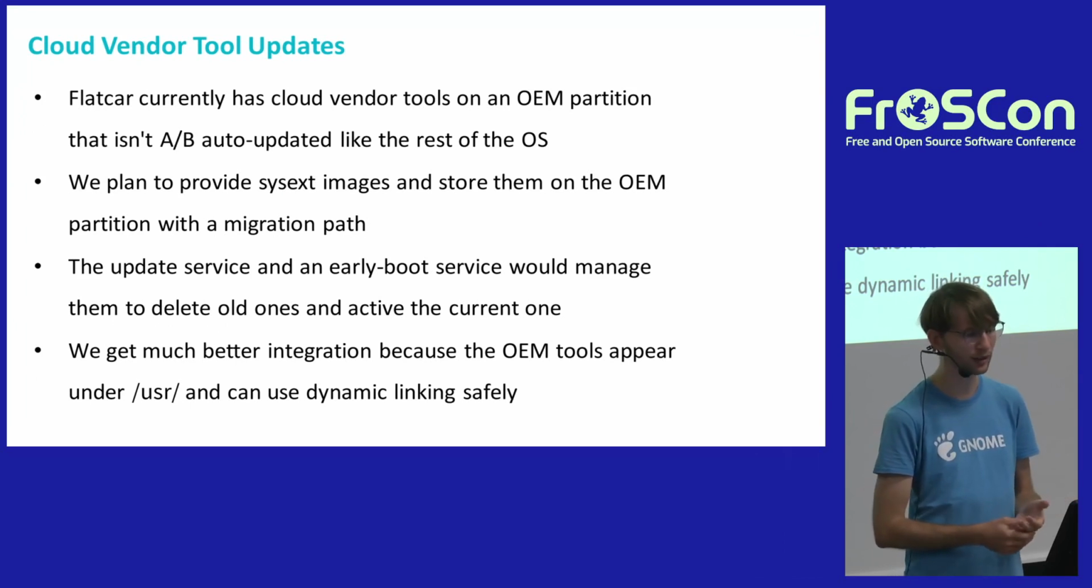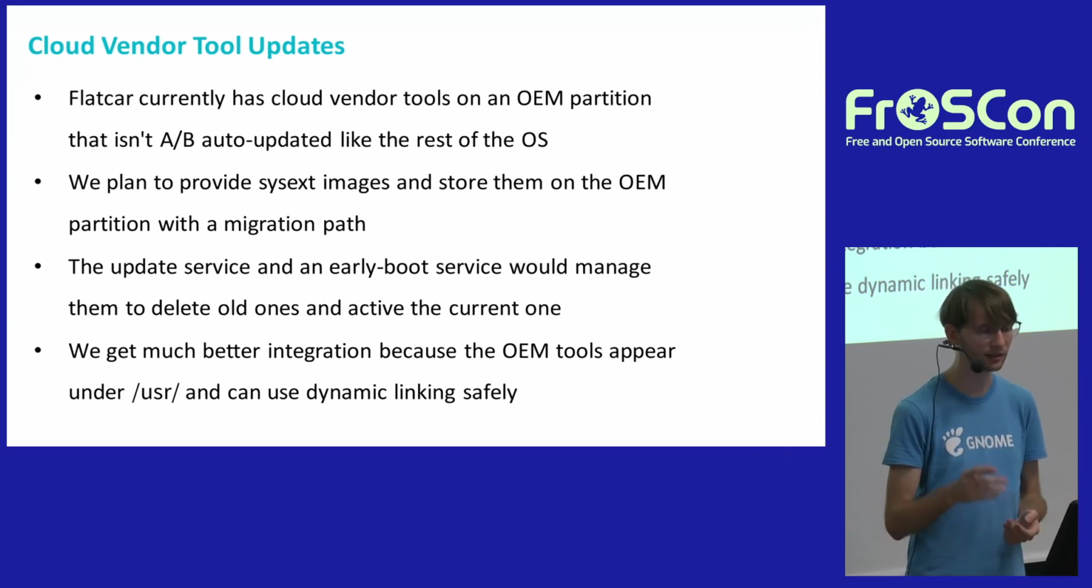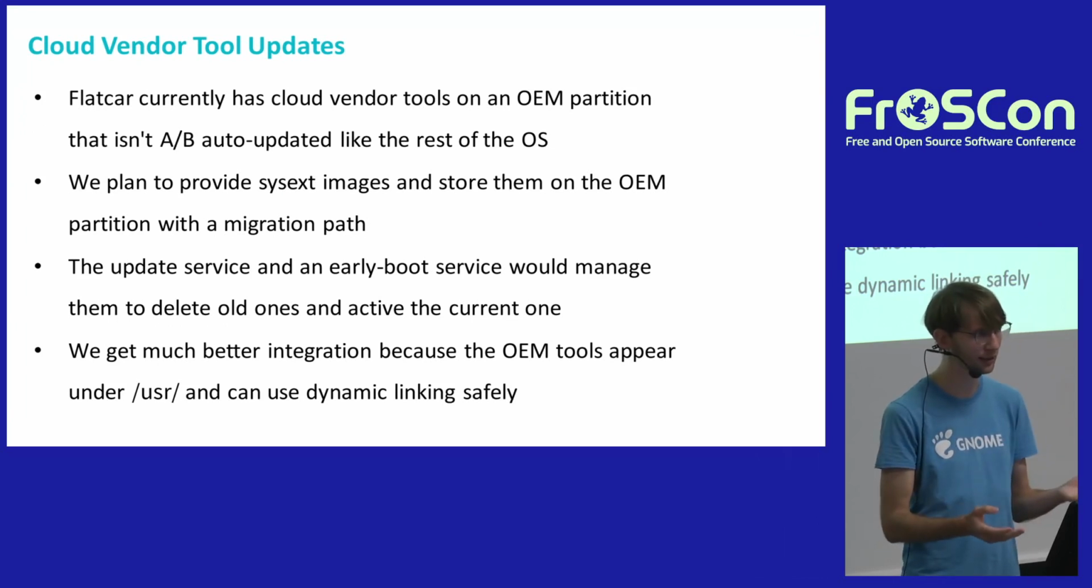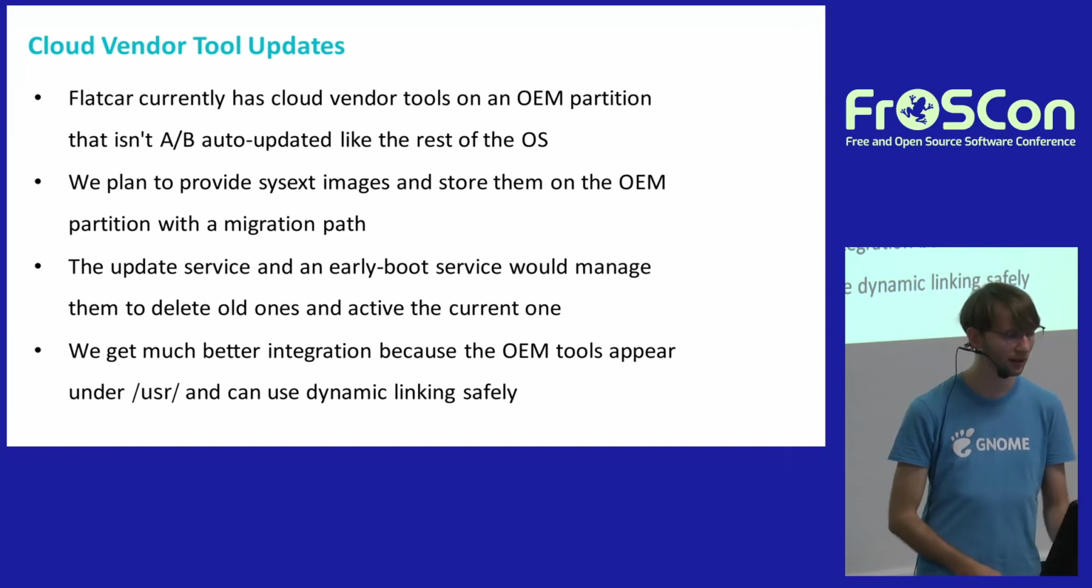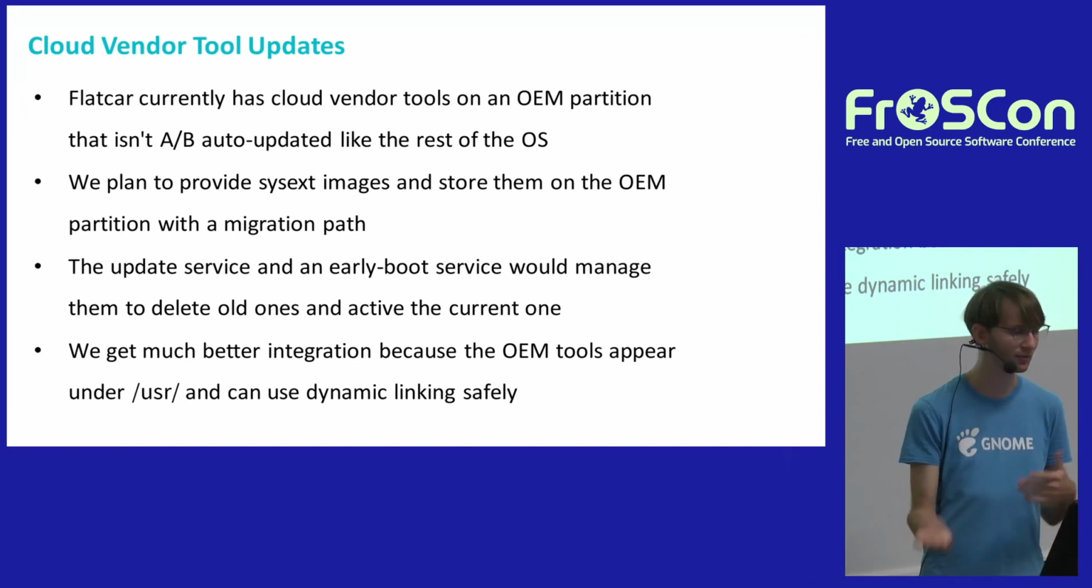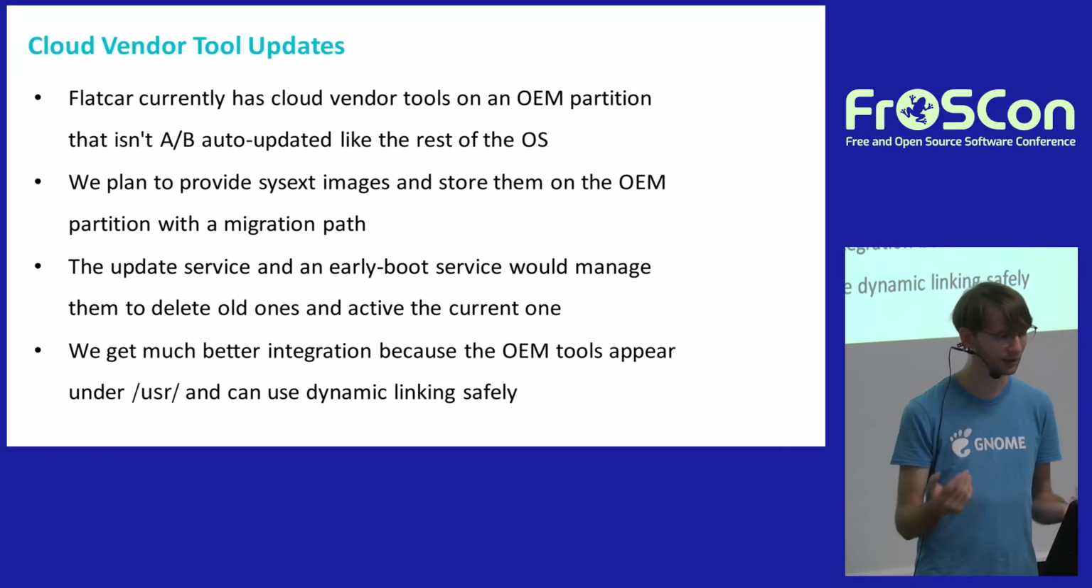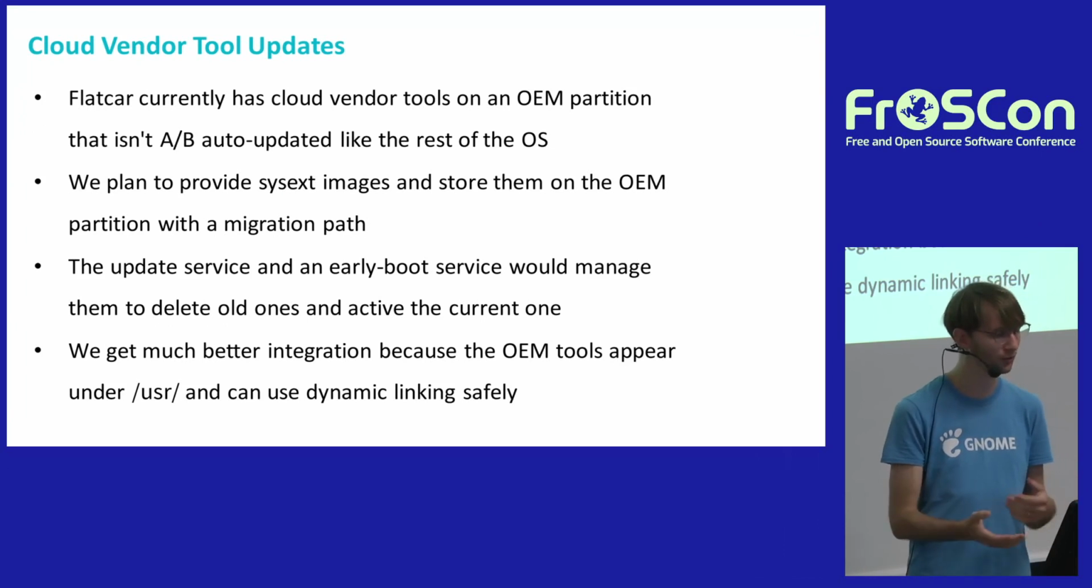And we plan to provide systemd-sysext images instead that are stored in this OEM partition, instead of having all these files extracted there, where you can't update them easily. And with some kind of migration path to delete these old files and only have the systemd-sysext images there, which are a single file, gets deleted, gets added, and you can have two of them and select the active one, for example, by some update service that downloads a new file and an early boot service that activates the one that matches our current version.